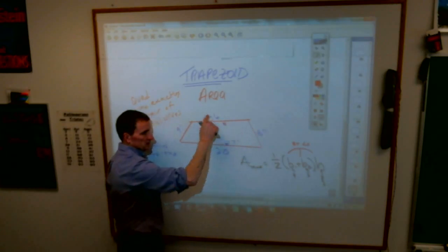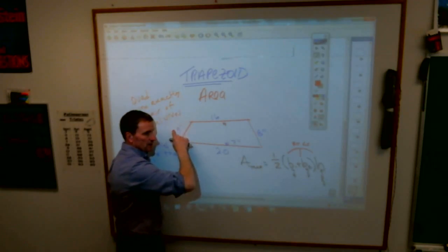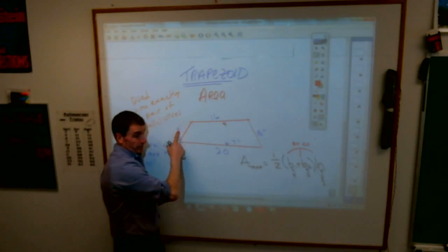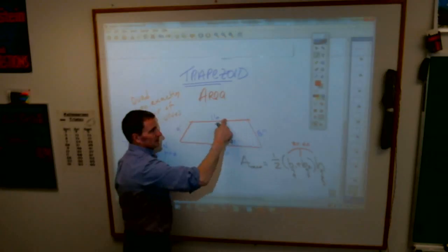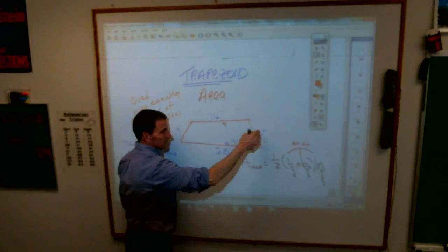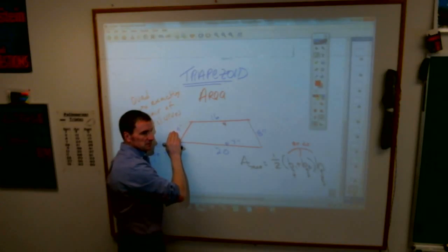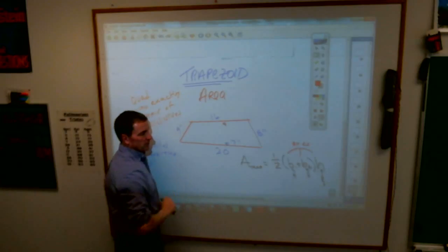These have nothing to do with finding the area of a trapezoid. These don't form right angles. You'd use those to find the perimeter, yes. God bless you. This plus this plus this plus this gives you the perimeter, but to find the area, you don't need it. You just need this, this, and this. Two bases and whatever the height is.